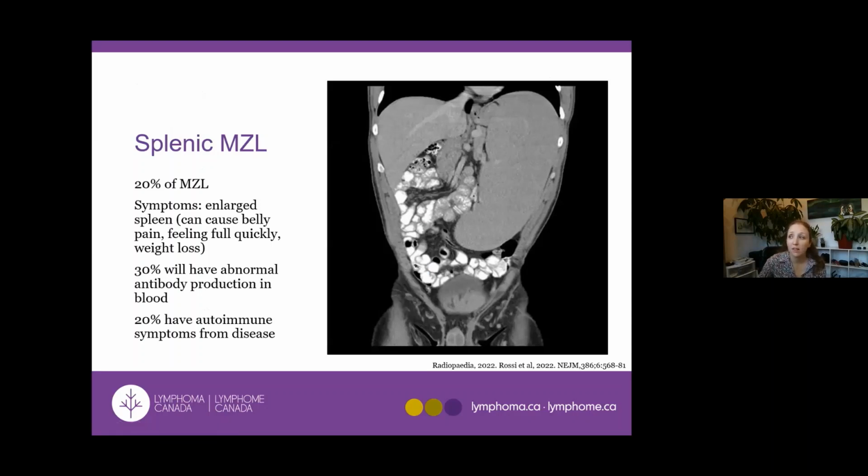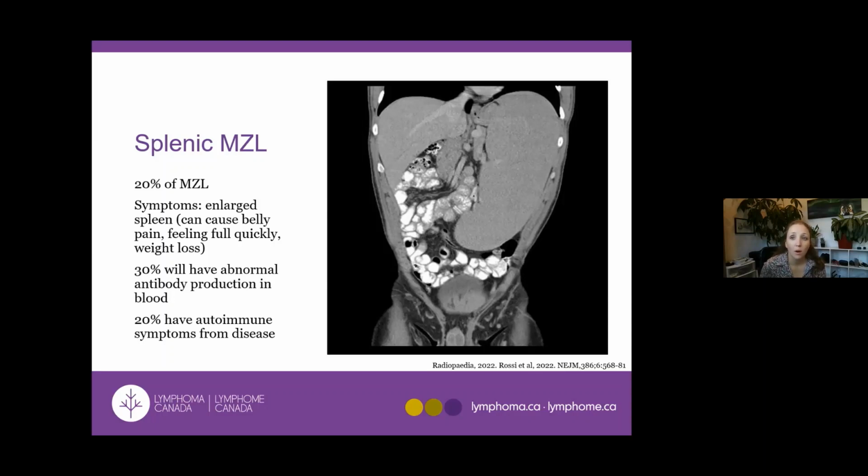You can imagine that this would cause problems like belly pain, feeling full quickly because it's pushing on your stomach, and weight loss. We also know that about 30% of these individuals will have abnormal antibody or immunoglobulin production in their blood when we check it, and 20% can actually have autoimmune symptoms from the disease.